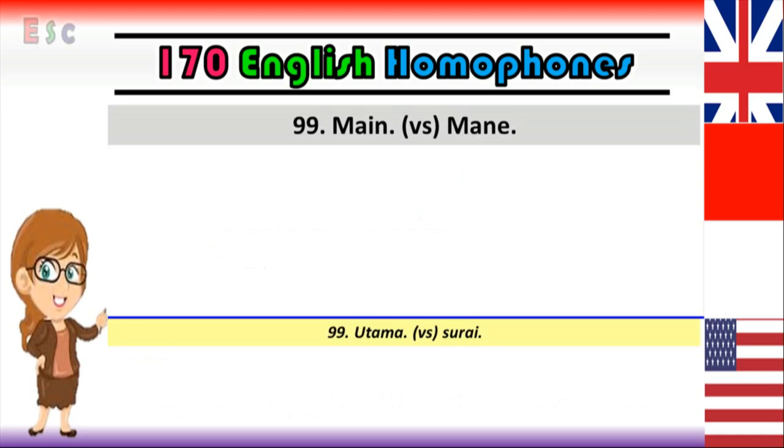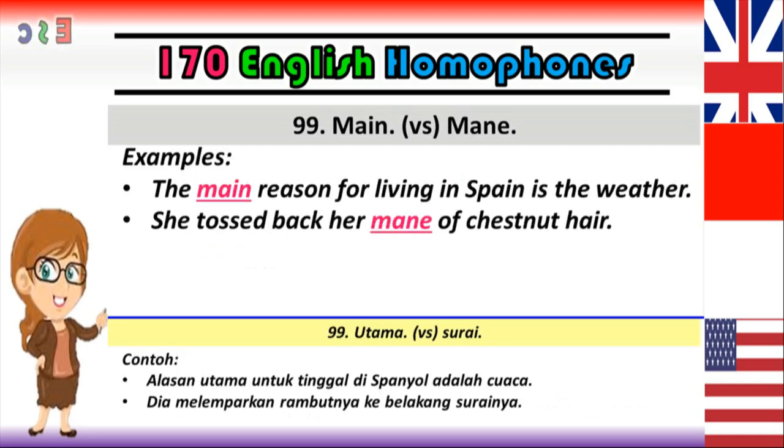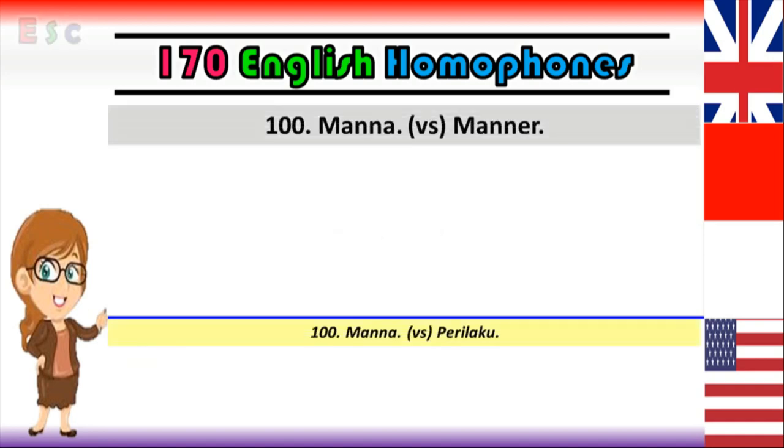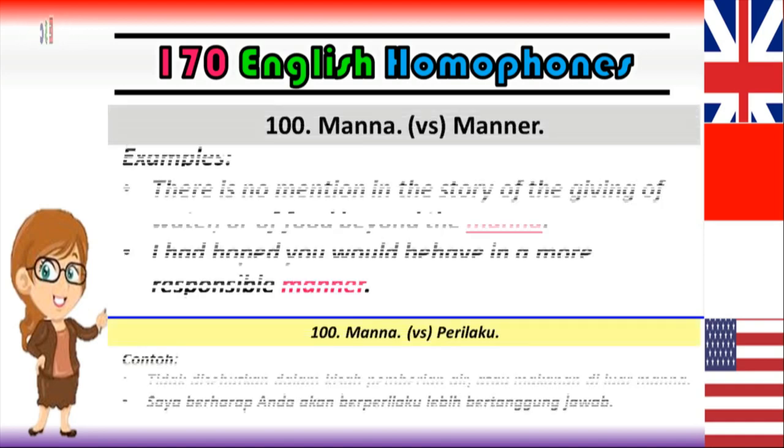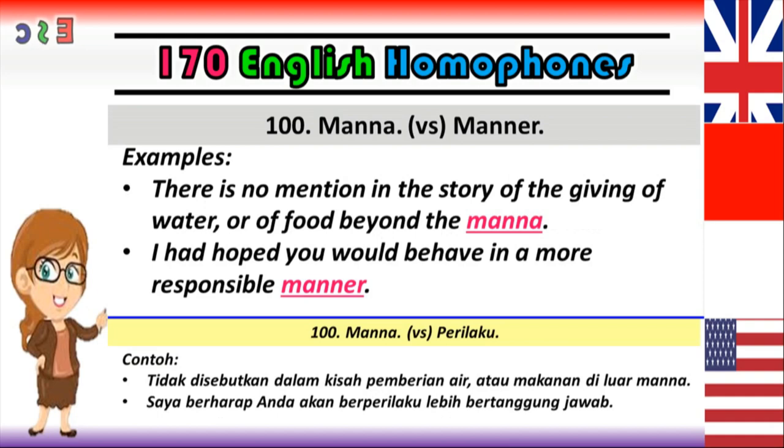99. Main versus mane. Examples: the main reason for living in Spain is the weather. She tossed back her mane of chestnut hair. 100. Manna versus manner. Examples: there is no mention in the story of the giving of water or of food beyond the manna. I had hoped you would behave in a more responsible manner.